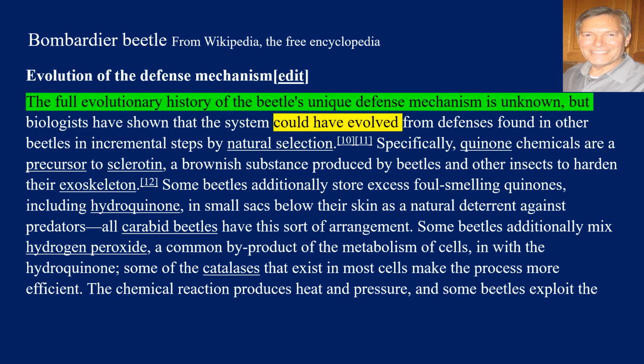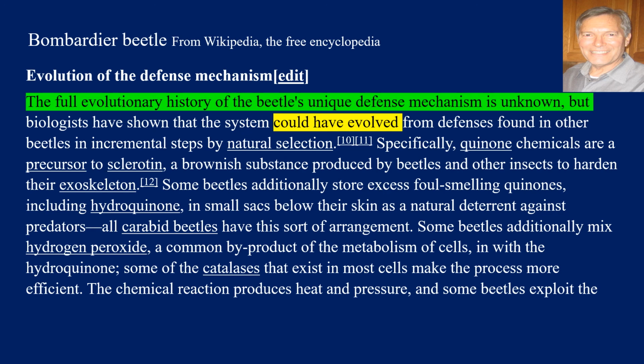Anyway, so continue on down to the same Wikipedia page on the bombardier beetle. We find the evolution of the defense mechanism. The full evolutionary history of the beetle's unique defense system is unknown, the keyword being unknown, but, and there's always something behind the but that counts, this is what they really want you to know: the biologists have shown that the system could have evolved from defenses found in other beetles in incremental steps by natural selection. Specifically, they go on to talk about these things, but you need to look at phrases like could have, should have, might have when you're reading, and that's the point I wanted to make in this particular area.